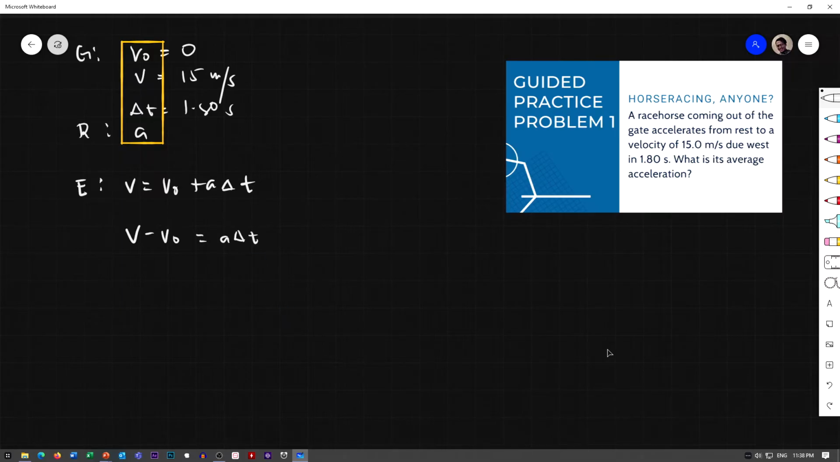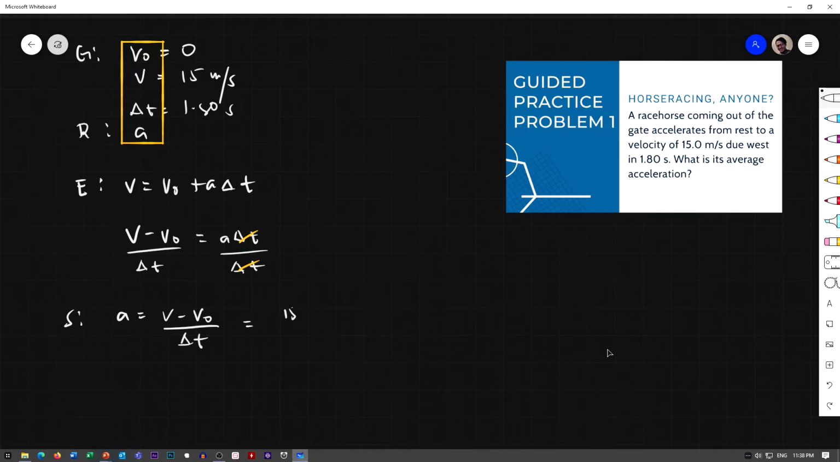Okay. Then of course, since what we need is a, we divide both sides by delta t. So in this case, you're going to cancel out delta t, leaving you with the equation that you want. Of course, the one that will be helping you to solve this problem. So you have v minus v sub 0 divided by delta t. So in this case, you can now proceed on the solution. You can just continue. So substitute.